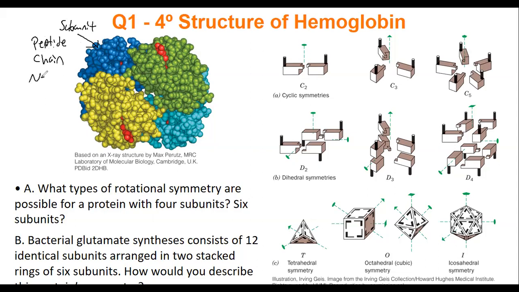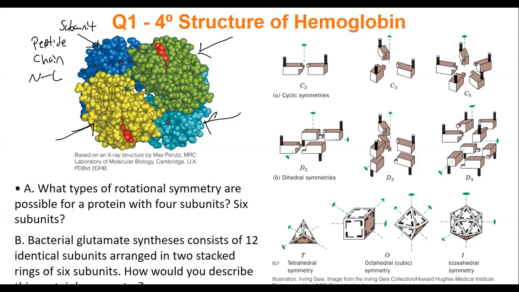So it has an N terminus and it has a C terminus. To make the protein hemoglobin, 4 peptide chains come together to form one protein. So we have one protein made out of 4 peptides, or one protein made out of 4 peptide chains.